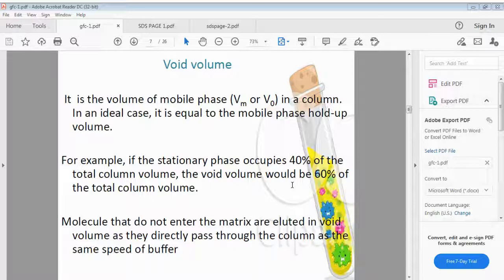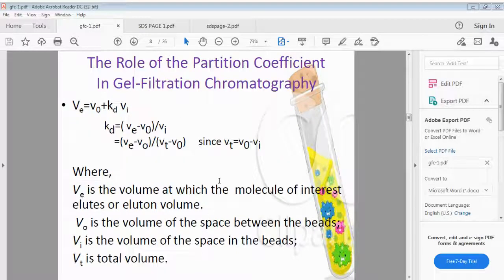It is called the bed volume or the total volume. So the volume of the mobile phase which is present outside the gel is called the void volume. If the void volume is 60%, the volume of the mobile phase present inside the gel will be 40%. So molecules that do not enter the matrix are eluted in the void volume, as they directly pass through the column at the same speed as the buffer. So this is the principle involved.